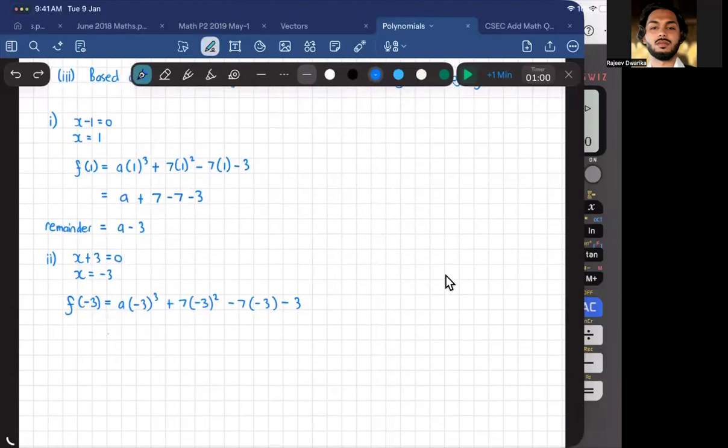So minus 3 cubed, that's minus 27. So minus 27a. Minus 3 squared is 9. 9 times 7 is 63. Minus 7 times minus 3 is plus 21. Minus 3. So 63 plus 21, that would be 84. 84 minus 3 is 81. That's what you got? Yeah.